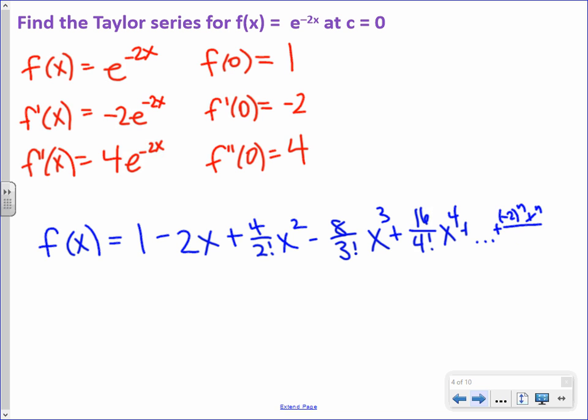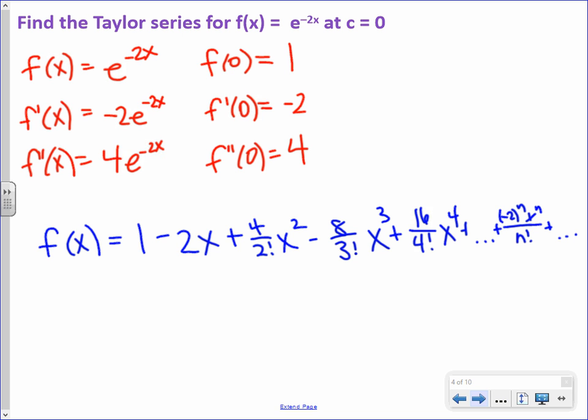How do you feel about negative 2 to the n over n factorial x to the n? We figured out that pattern, right?